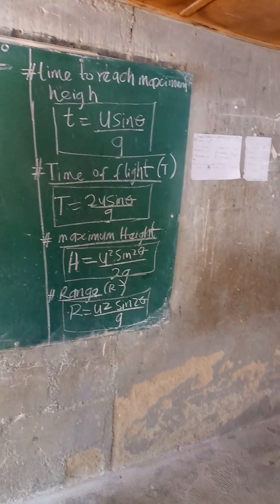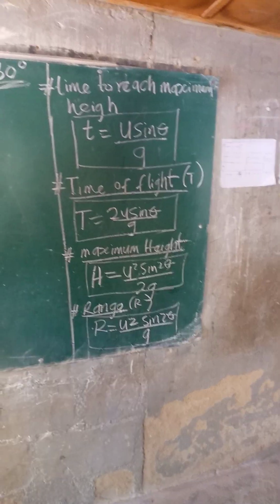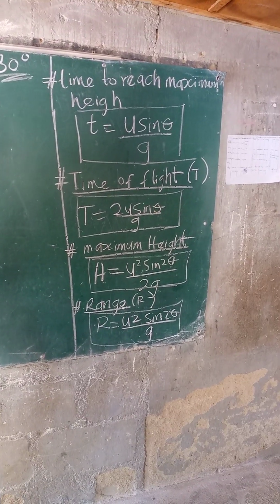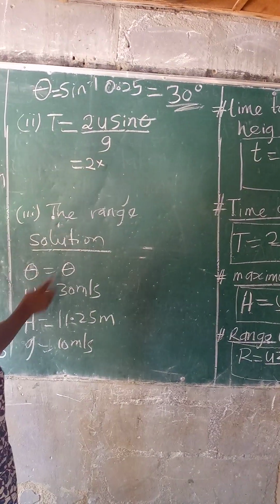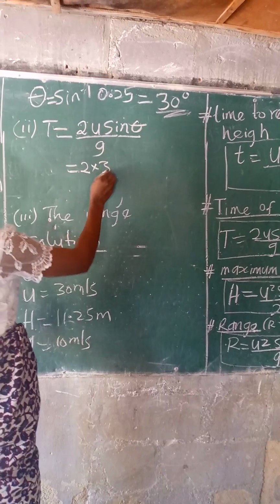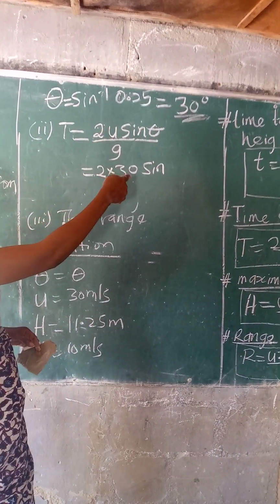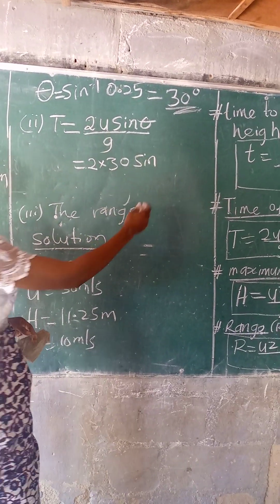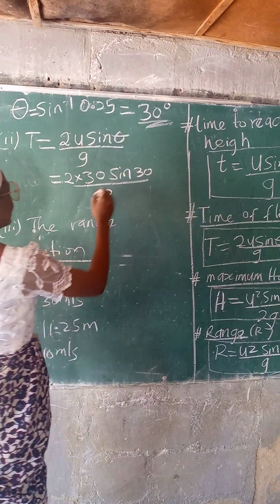Big T is equal to what? I told you always write the formula. T is equal to 2u sine theta all over g. We have 2, our u is 30, then sine. We have our angle now, theta. So we'll put it in this formula: sine 30 degrees all over 10.